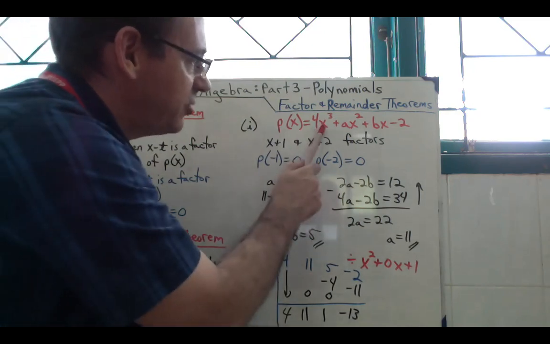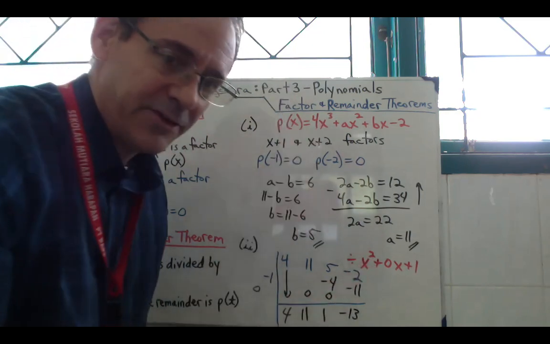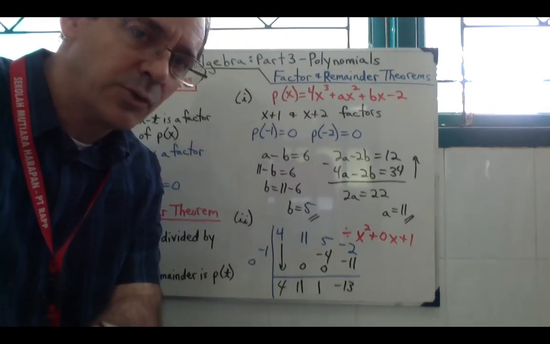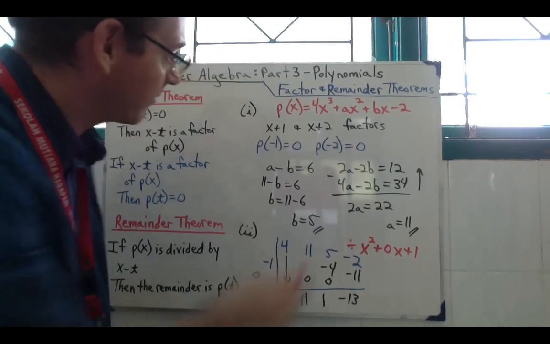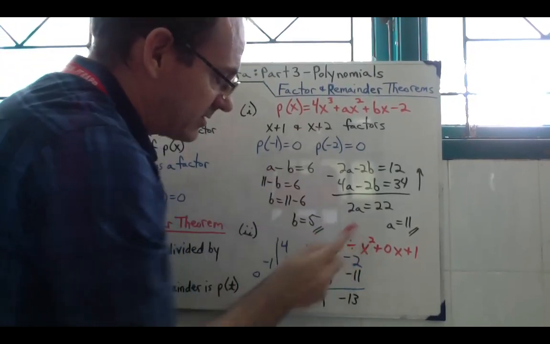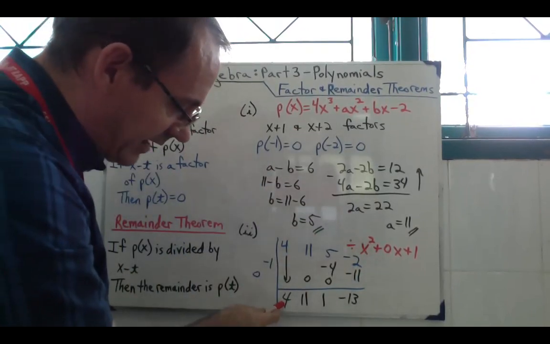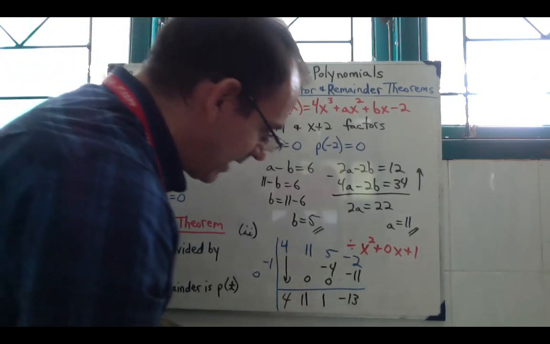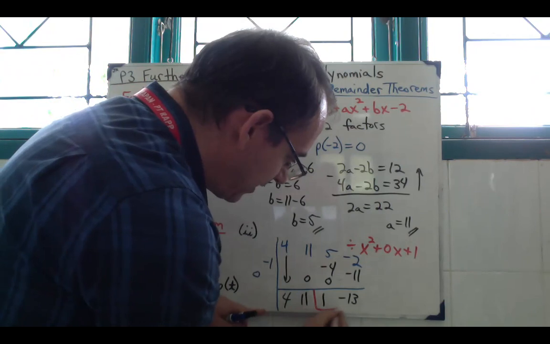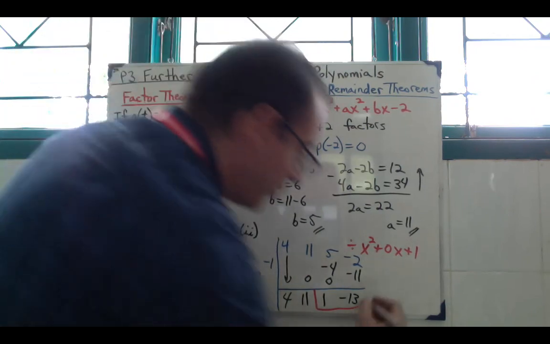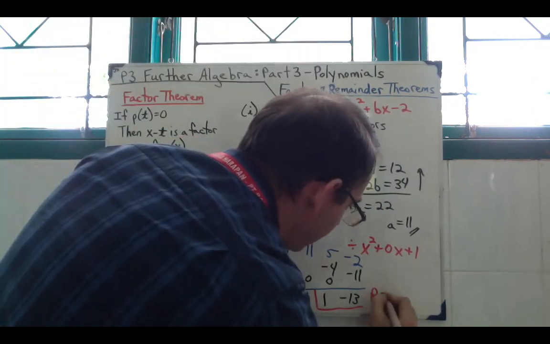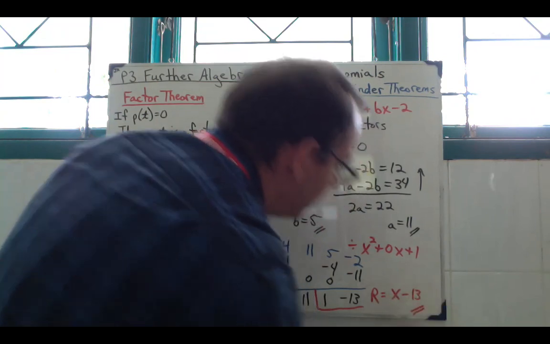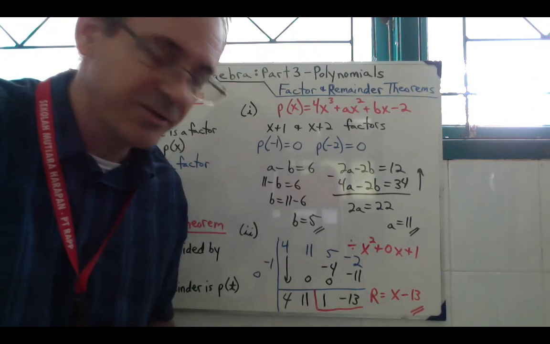Well, here's x cubed divided by x squared. So x cubed divided by x squared is just x. So this is the x column, which makes this the constant, and that makes this the remainder. So the remainder equals x minus 13, and that's the answer.